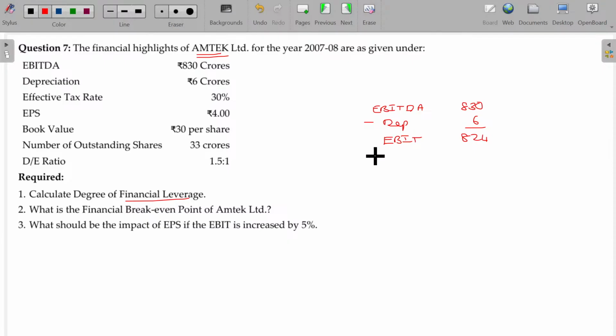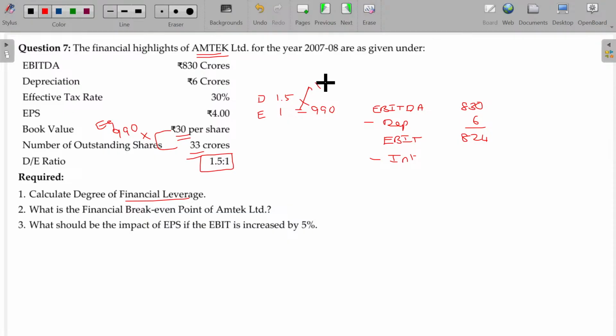From the EBIT, you have to subtract the tax, interest. Here the debt equity ratio being 1.5:1, means debt to equity. If the debt being 1.5, equity is 1. Here, number of outstanding shares being 33. Book value per share is 30. If you multiply these two, 990 you have. This is called equity. So, this equity being 990. Come on, find out the debt now. Do the cross multiplication to find out the debt component. How much?